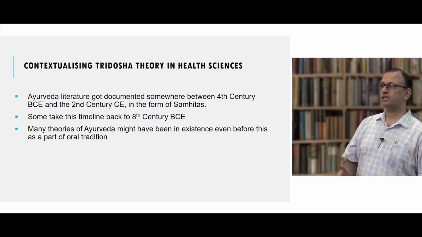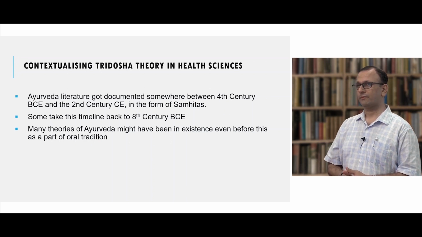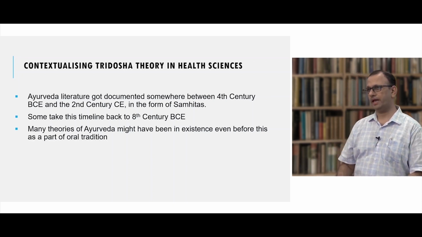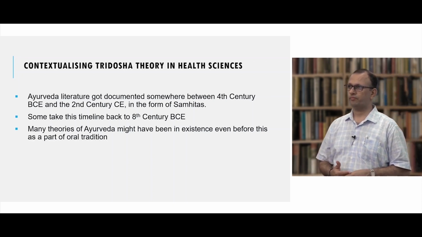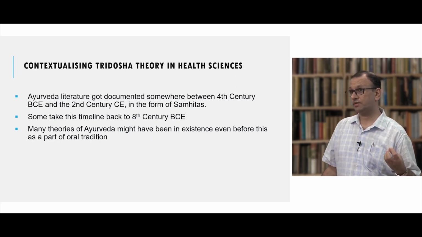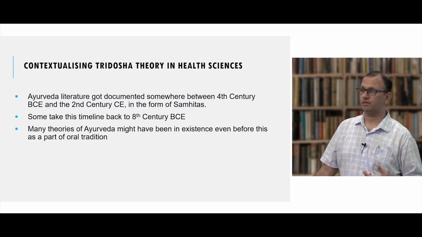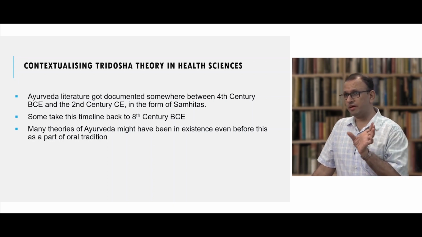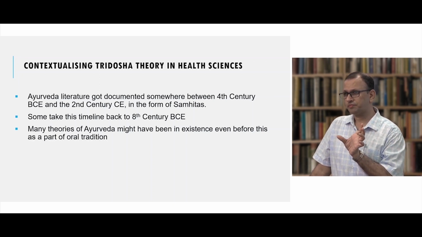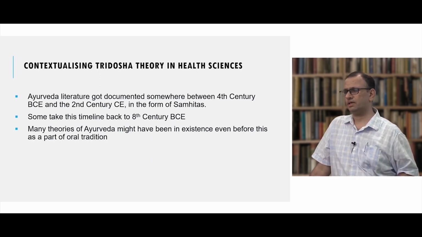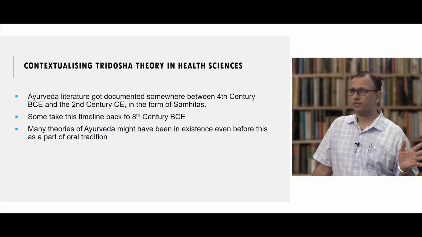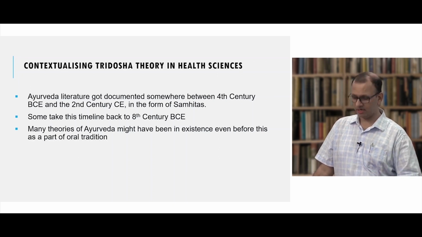Now, contextualizing Tridosha theory in the health sciences. As we know, the Ayurveda literature got documented somewhere between the 4th century BC and the 2nd century AD, in the form of samhitas, and some scholars take this timeline back to the 8th century BC. Whatever it is, this is the timeline when these theories got documented. But many theories of Ayurveda might have been in existence before this as a part of oral tradition. That we cannot deny.